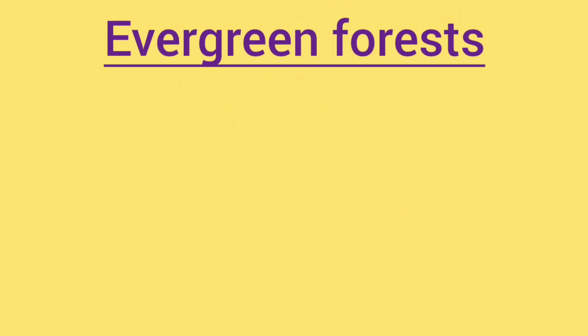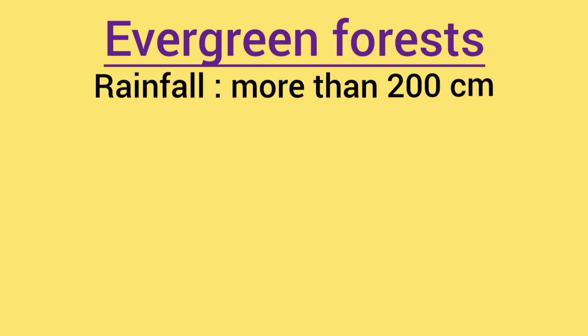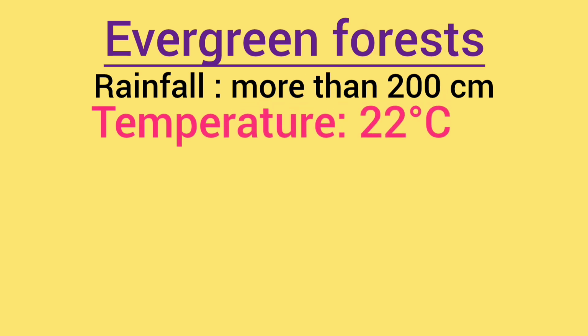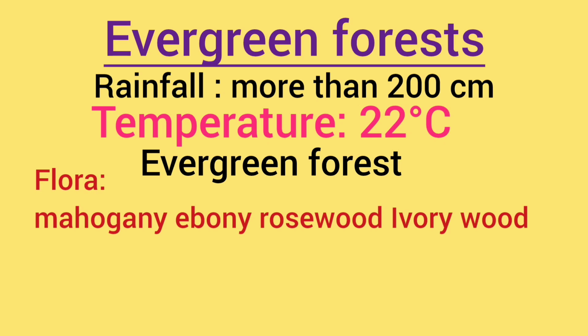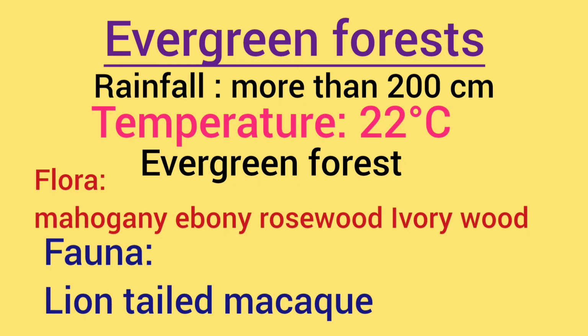First one is evergreen forests. These types of forests grow in areas with high rainfall, more than 200 centimeters, and temperature of 22 degrees centigrade. The trees in these forests remain green throughout the year. Hence, they are called evergreen forests. Flora in this area includes mahogany, ebony, rosewood, ivory wood. Fauna or animals: lion-tailed macaque, different types of snakes and a variety of insects.